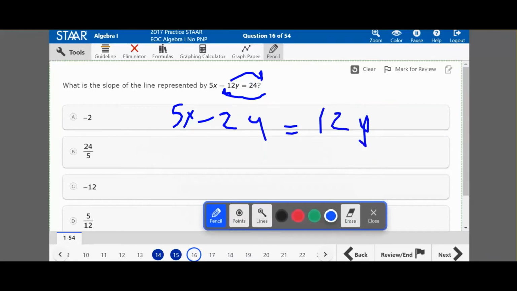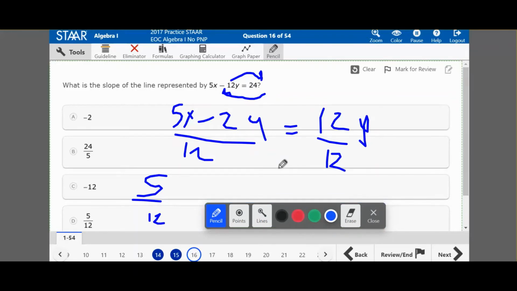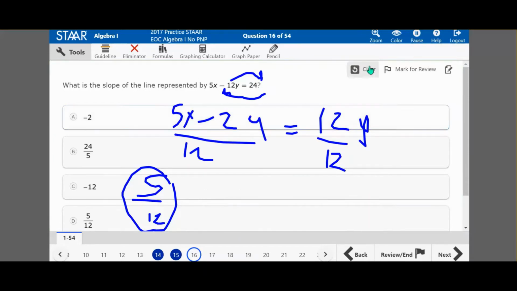So we get rid of the 12 by dividing by 12. We're left with 5 over 12. We just know that y is by itself, and we don't have to solve for this part because we already know. Our slope is 5 over 12 because the form is y equals mx plus b, and m is the slope. So y equals 5 over 12 x minus 24 over 12. So we know our slope is 5 over 12.